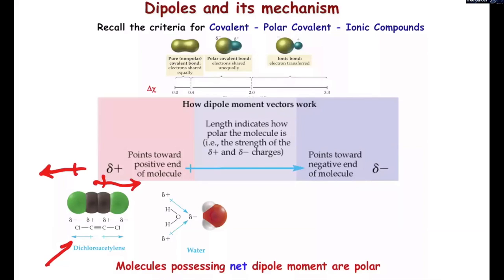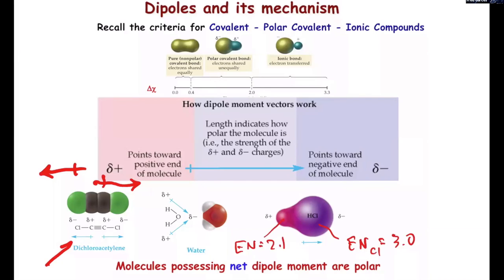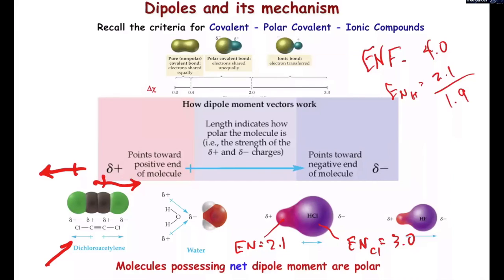The next chemical is water. And we already said that water is polar because oxygen is very electronegative. Then we have hydrochloric acid. Chlorine is much more electronegative than hydrogen. Chlorine has an electronegativity of 3. Hydrogen has an electronegativity of 2.1, and so that difference is 0.9. Then finally we have a chemical like HF. Fluorine has an electronegativity of 4. Hydrogen has an electronegativity of 2.1, so that difference is 1.9.